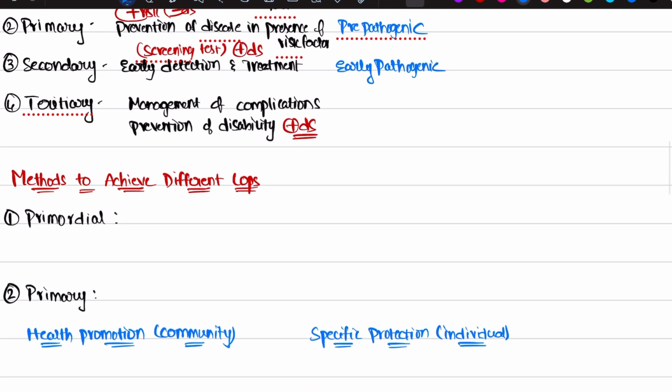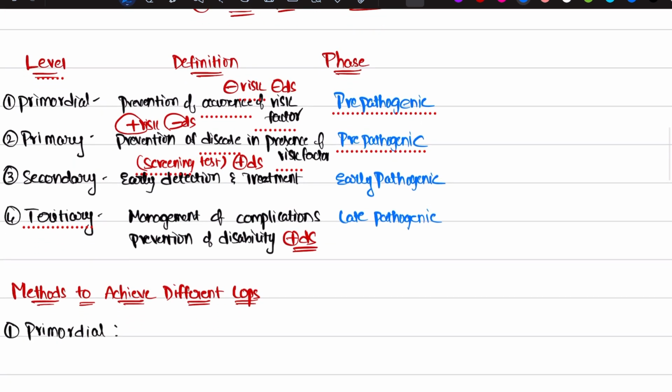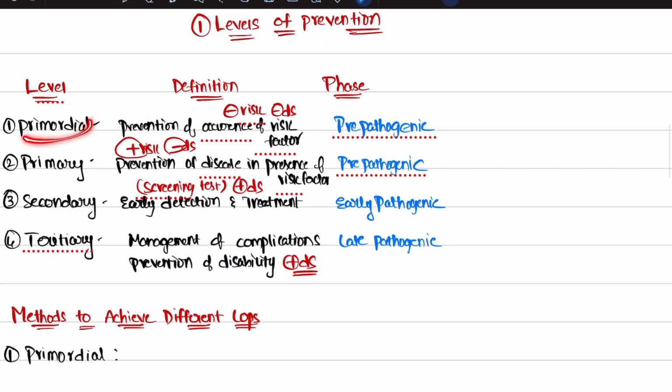And tertiary means late pathogenic phase. Here the disease has already progressed, so we are going to prevent the further complications. That's why it comes under the late pathogenic phase. And in the next slide, I'm going to explain it again very shortly. Primordial prevention is prevention of occurrence of risk factor. See here, no risk factor is there, no disease is there.